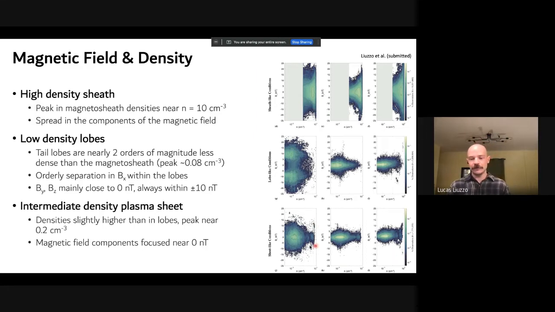In the magnetotail plasma sheet, these densities are shifted slightly higher, focused now around 0.2 ions per cc and extending up to nearly 1 ion per cubic centimeter. And again, in the magnetic field, you can see that each of these components are minimized. They're really focused around 0 nanotesla.